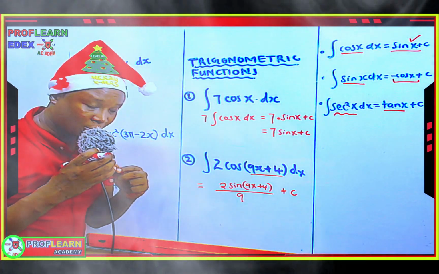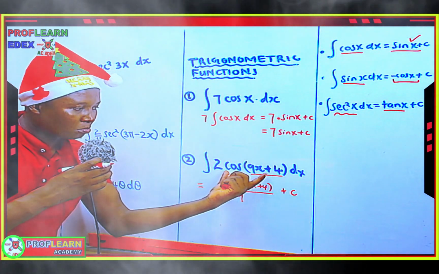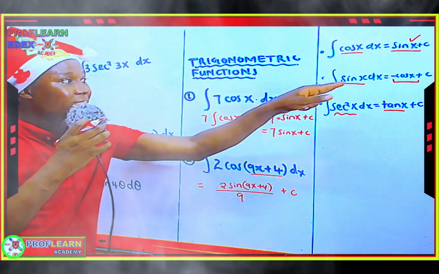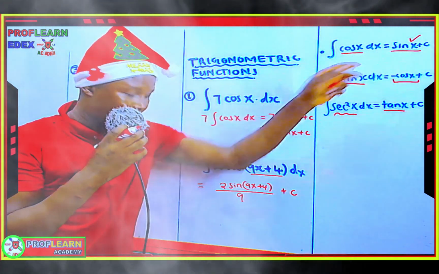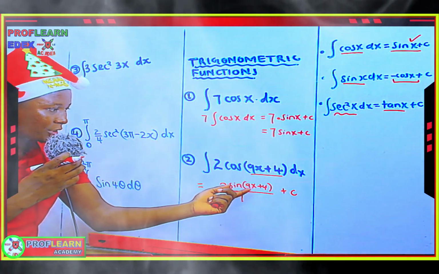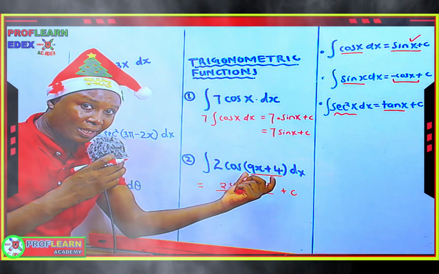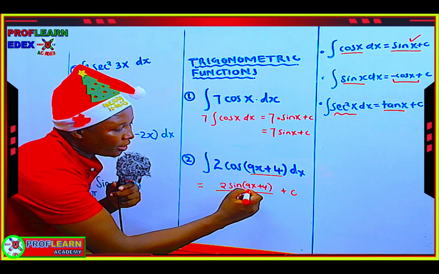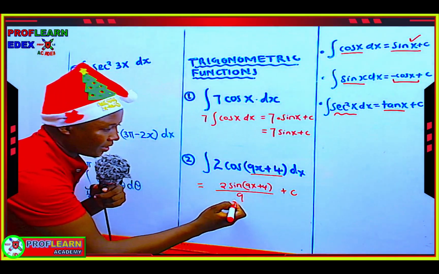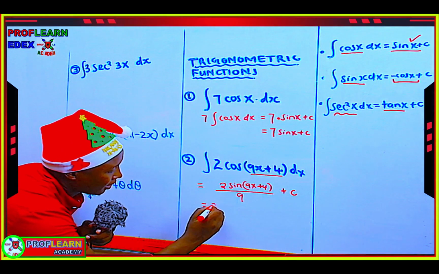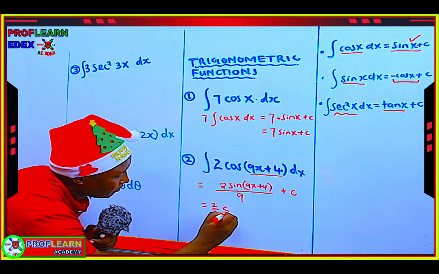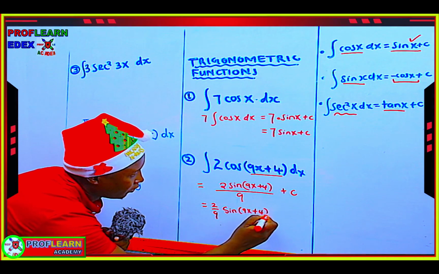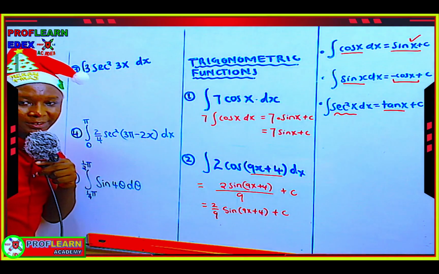So the first thing you do, you integrate cos, and you know integrating cos, you get sine. Then you write the expression the way it was, with whatever is inside the bracket. Then you divide by whatever you get when you differentiate what is inside the bracket. And finally, our answer becomes 2/9 sine 9x plus 4, then plus c.